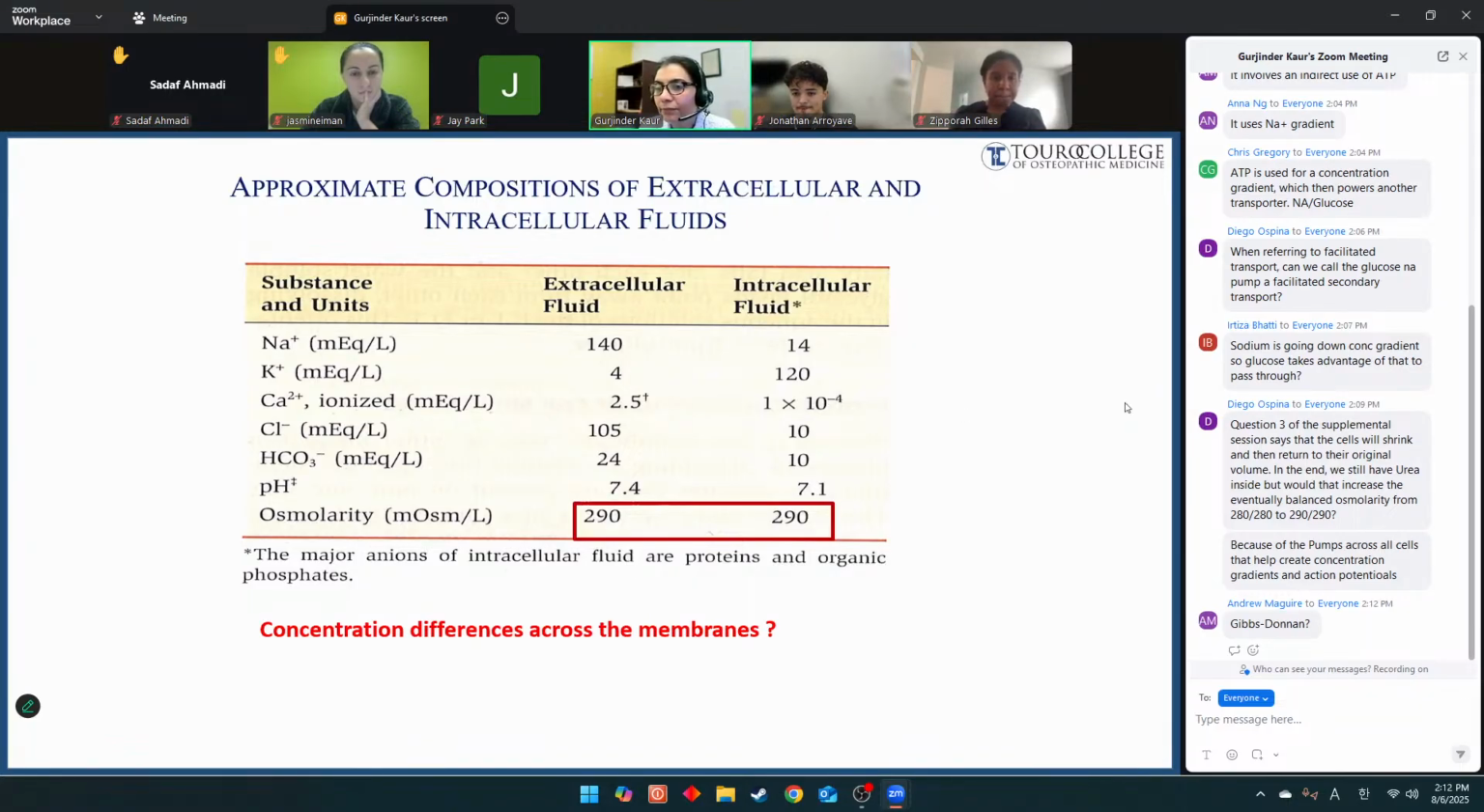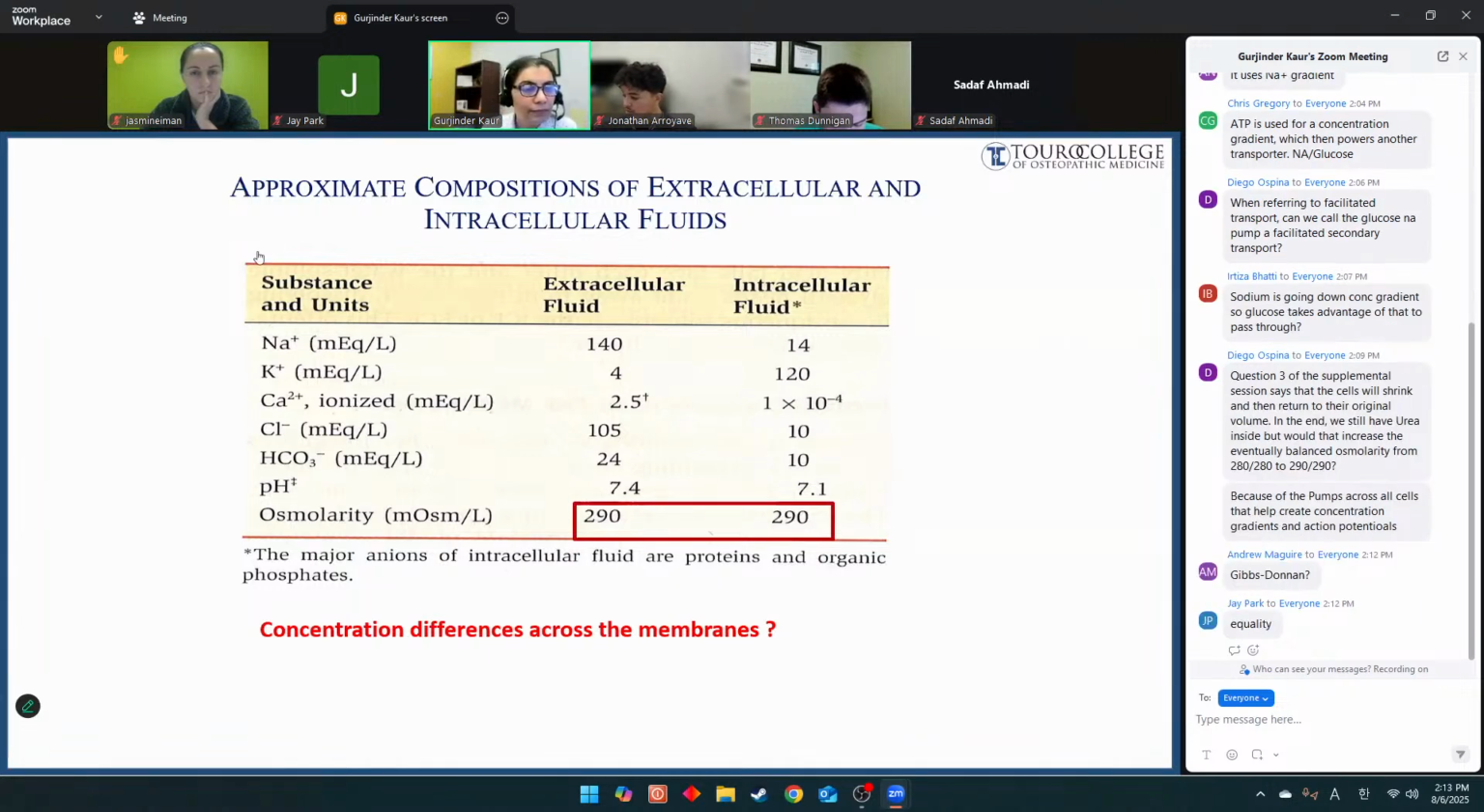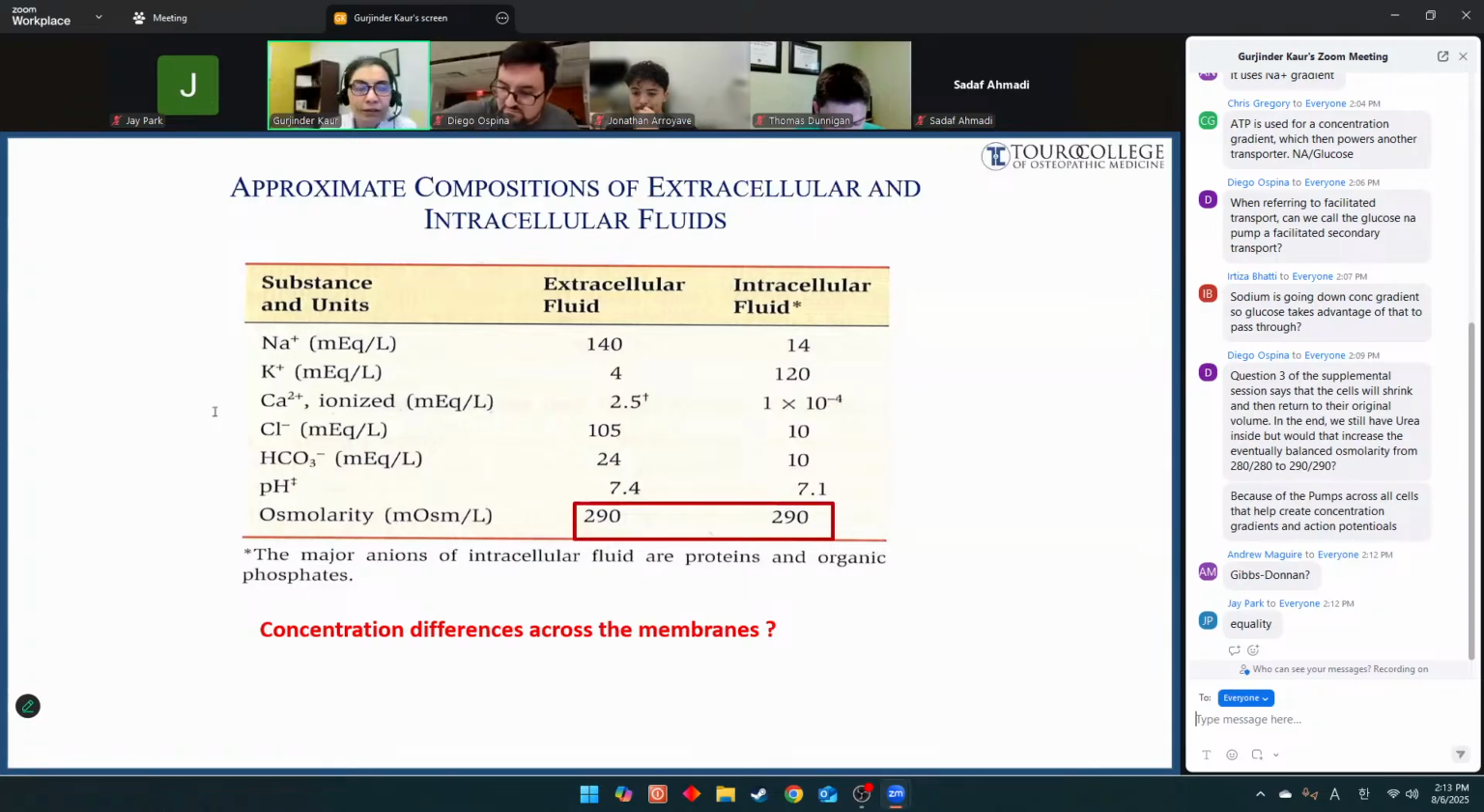Yes, Sadaf? Oh, okay, Jasmine. Jasmine is correct. Yes, you have to have electroneutrality around the membrane, but for what? What are the roles being played here? Jasmine, you are on mute. To generate the concentration gradients, which helps the active transporters take advantage of the gradient. Very nice.